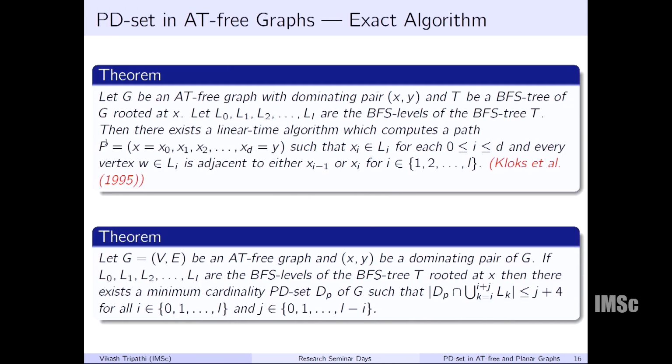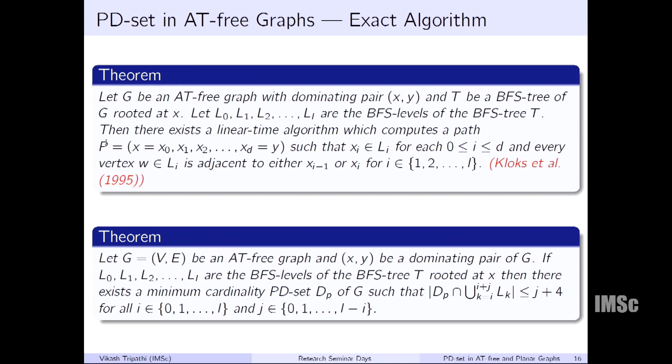There is a special property of AT-free graphs: if G is any AT-free graph with dominating pair x and y, and T is a BFS tree of G rooted at x, and L0, L1, L2, and so on are the BFS levels of this BFS tree, then there exists a linear time algorithm that computes a path x0 to xd such that each xi lies in the level Li and all the vertices at level Li are either adjacent to xi or xi-1.